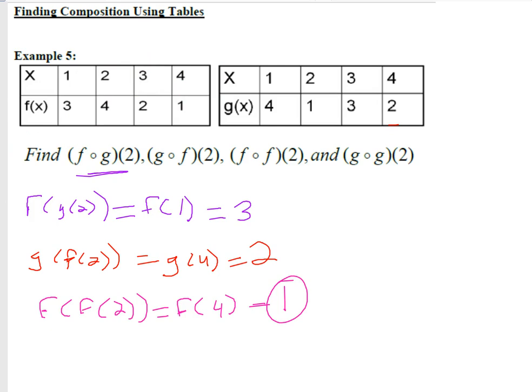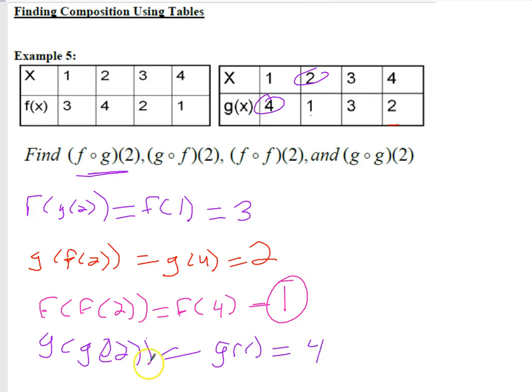Lastly, we are going to look at what is g of g of 2. So we start with g of 2. The output value is 1, so this turns into g of 1. We look at g of 1. The output value is going to be 4. Again, always start with the innermost function, identify what that is, and then you're able to move on to the next one.